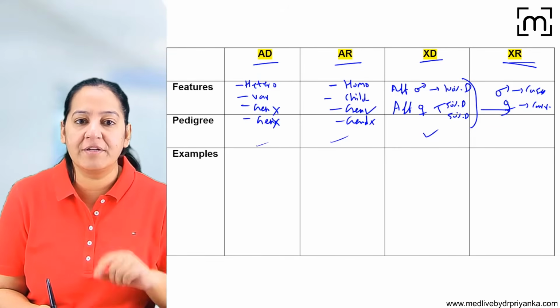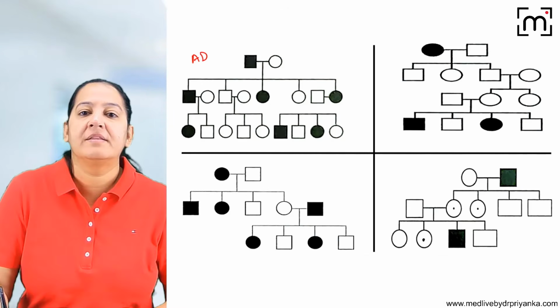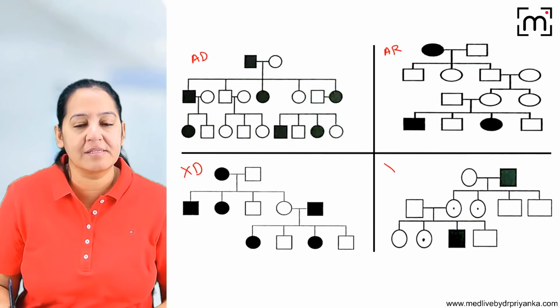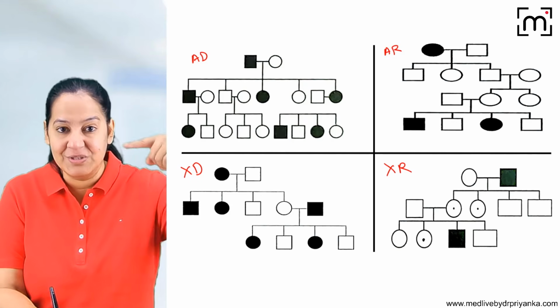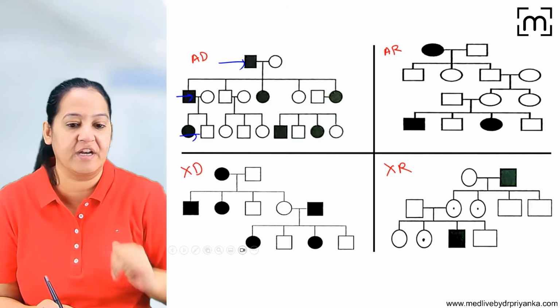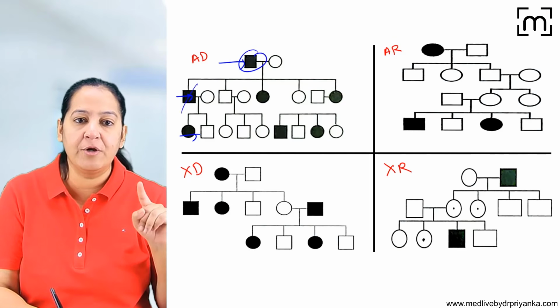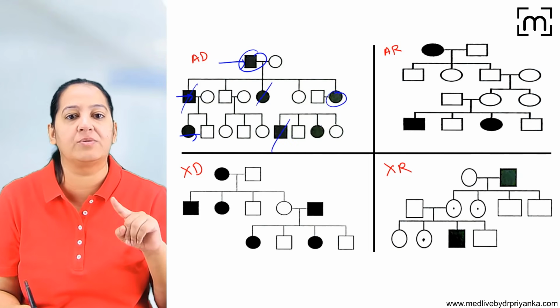So for autosomal dominant, you can see the pedigree of all four. This is a pedigree of autosomal dominant. This is a pedigree of autosomal recessive. This is a pedigree of X-linked dominant. This is a pedigree of X-linked recessive. So here in autosomal dominant, appreciate there is no generation gap. First generation, second generation, third generation, and in all generations affected individuals are there. And the gender bias is not there. The male is transmitting the disease equally to sons and daughters, and the female is also transmitting the disease equally to sons and daughters.